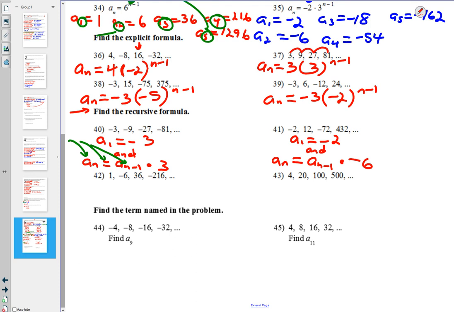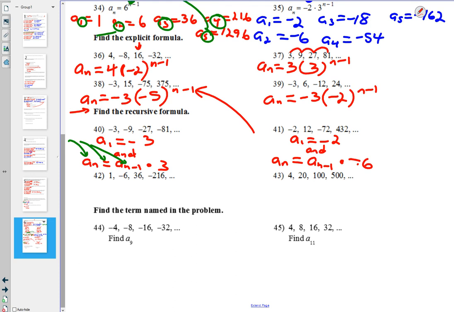You cannot plug in, if I were to ask, hey Decay, find the 50th number here recursively, he can't plug in a 50 for any of these n's. He would have to multiply by negative 6 50 times to get the 50th number. Or he can use this to write one of these.